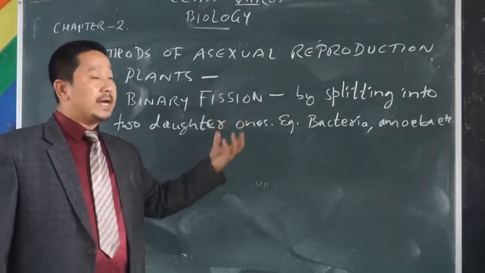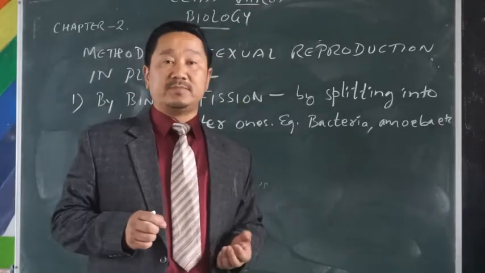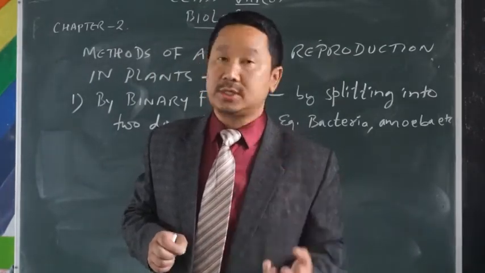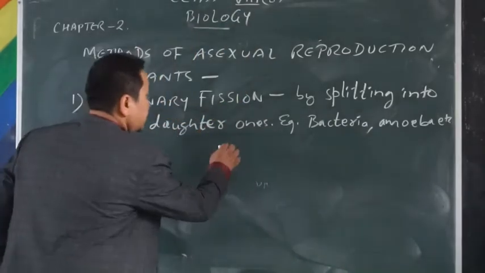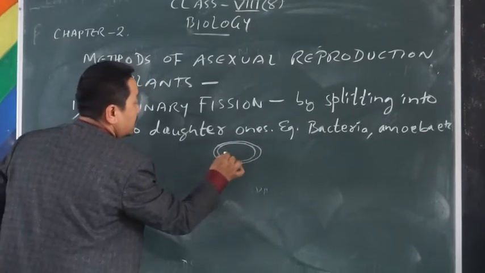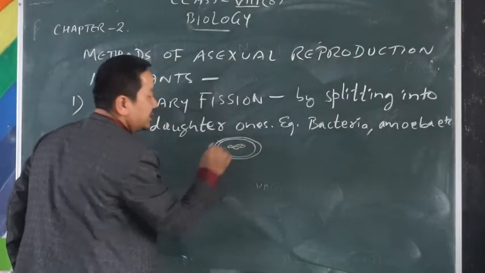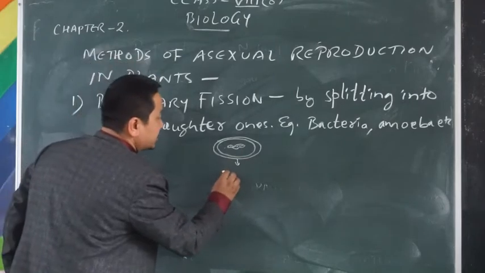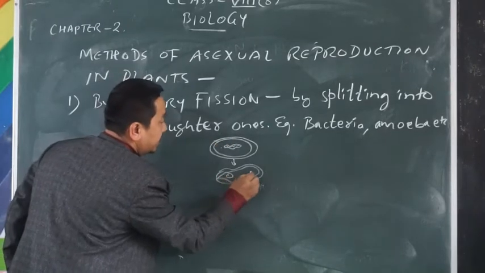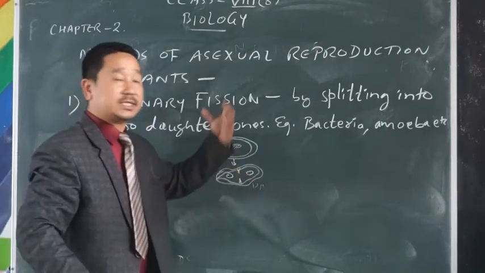Bacteria and amoeba, usually unicellular organisms, reproduce by means of binary fission, in which a single parent splits into two daughter cells. Let me draw it, how this bacteria does it. Suppose this is the bacteria. This bacteria will mature, and the nucleus will slowly start dividing. In the second stage, the nucleus is divided into two nuclei, and slightly here the cytoplasm also starts dividing.